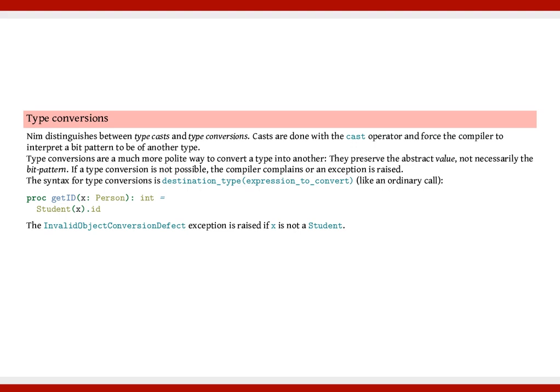The syntax for type conversions is destination_type(expression_to_convert), like an ordinary call. proc getID(x: Person): int = Student(x).id. The InvalidObjectConversionDefect exception is raised if x is not a Student.